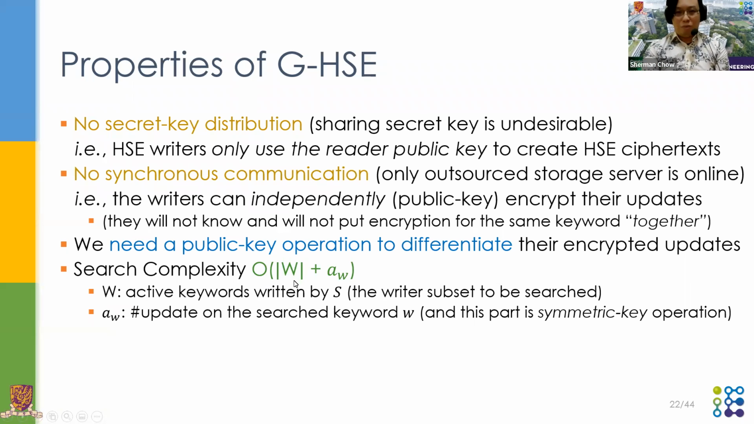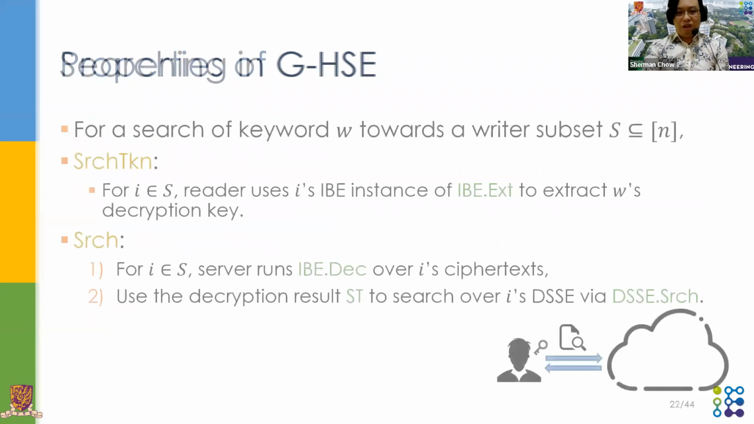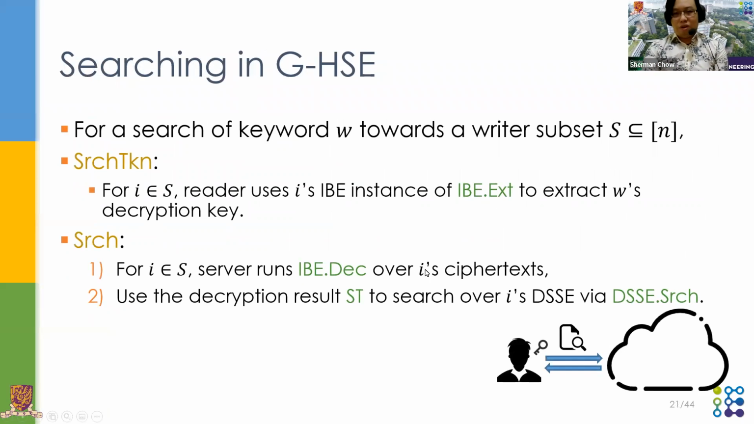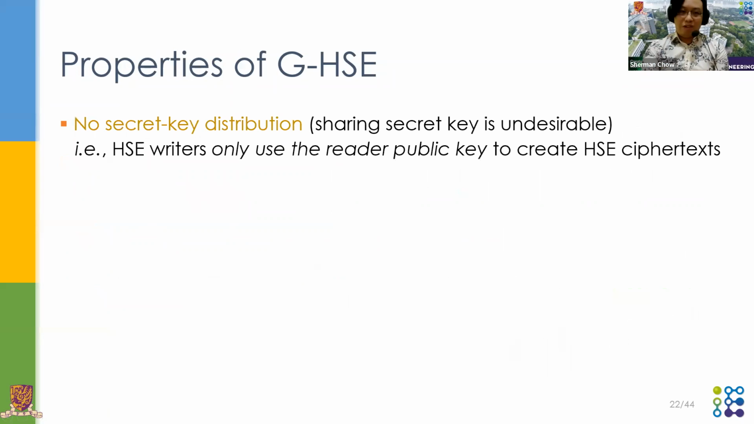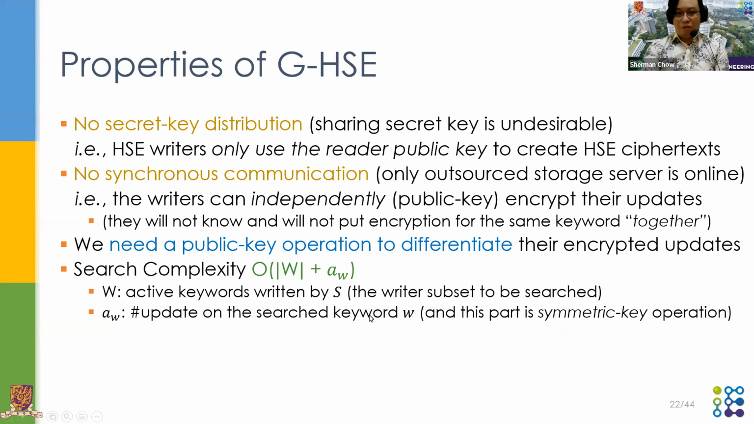And this part will be based on public key operations. To be concrete, talking about our generic scheme, that would be the IBE decryption part, which uses IBE decryption over all these IBE ciphertexts to get back the search token. That's why I say if the writer is not stable, then it will affect the search capacity.